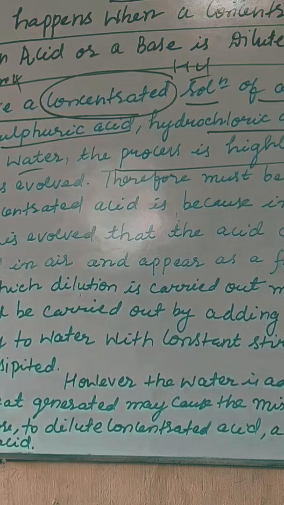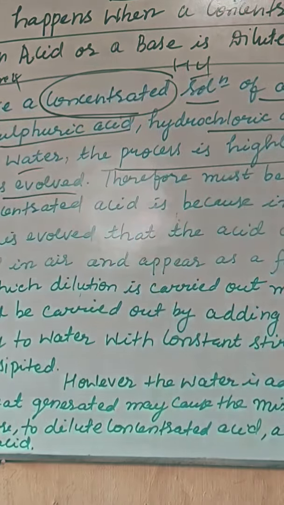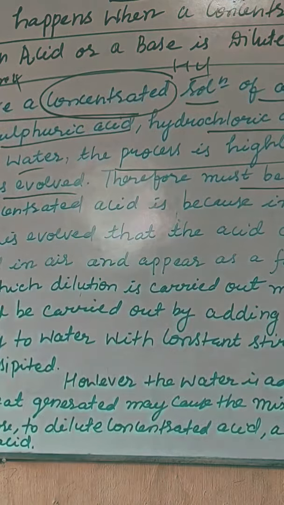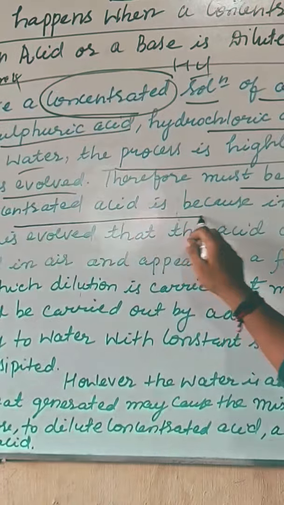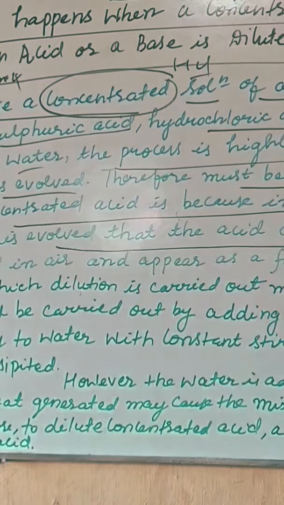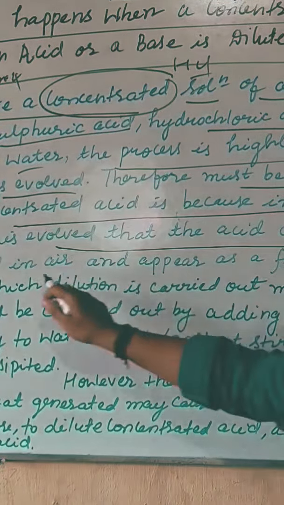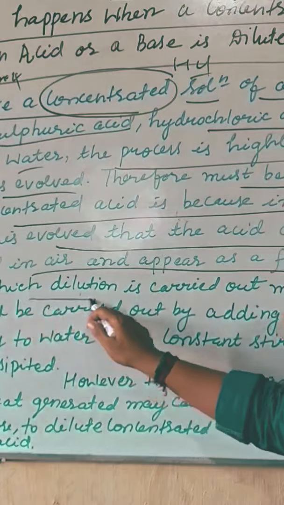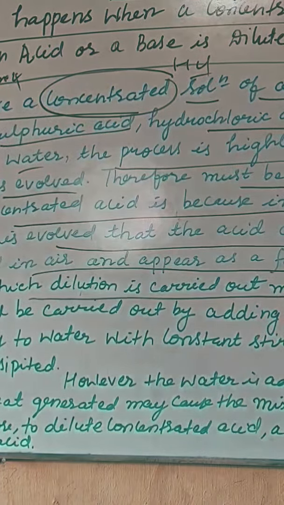What is an exothermic reaction? That is, a lot of heat is evolved. When heat is evolved, that is called an exothermic reaction. Therefore, care must be taken before diluting a concentrated acid, because in some cases so much heat is evolved that the acid changes into vapor, which spreads in air and appears as a fog, and the glass container in which dilution is carried out may crack.